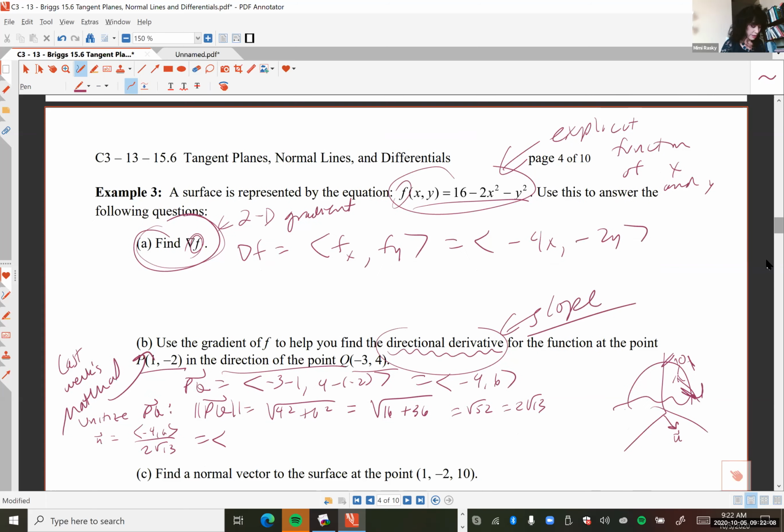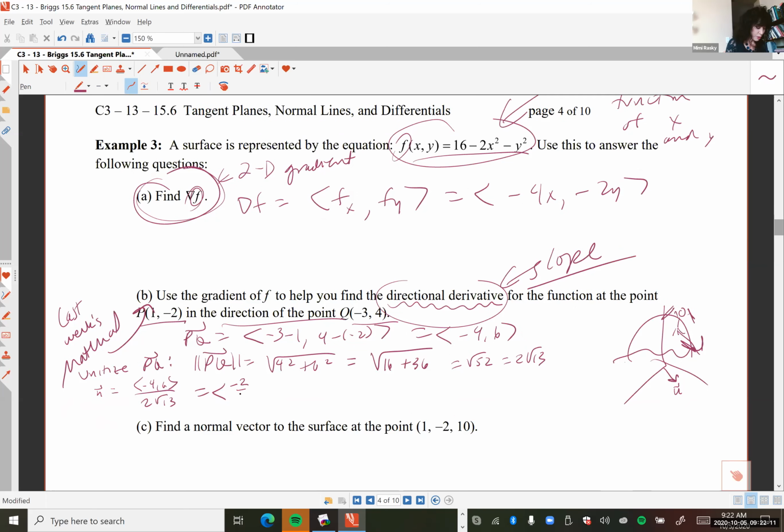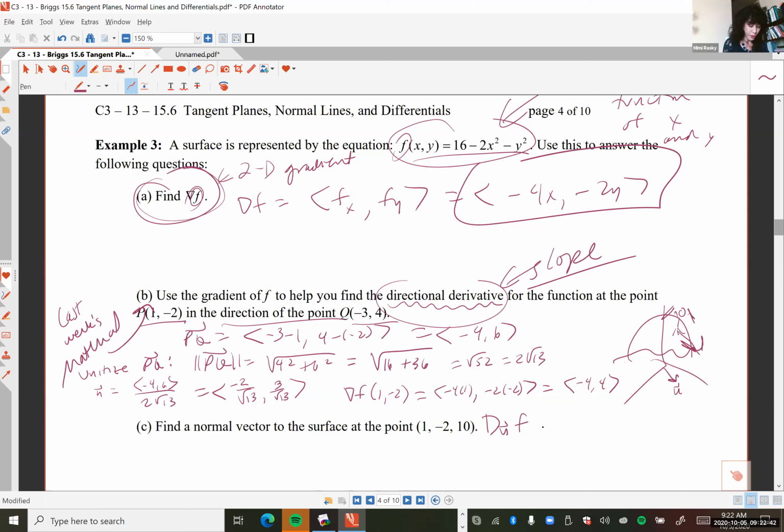So after reducing, I'm going to get -2 over square root of 13 and 3 over square root of 13. Okay, and now I want to evaluate my little gradient, little del f, at the point 1, -2. And remember, this is little del f up here. That's going to be -4 times 1 and then -2 times -2. So those components are going to be -4, +4.